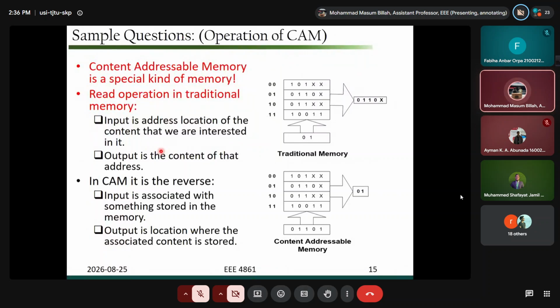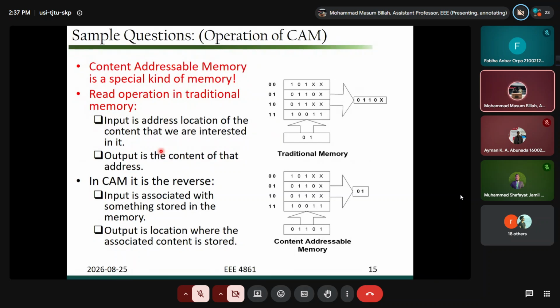So CAM, what is the difference between CAM and traditional memory? In traditional memory, the computer system will provide you the exact location of your data, like 0, 1, and another sensing array or sensing element will sense the data in that particular location, like at the 0, 1 location. What will be the data? The data is 0, 1, 1, 0, X. Okay, so that is our conventional way to search the data.